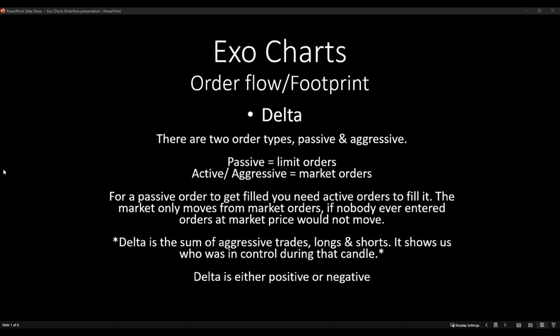So this brings us to Delta, which is the sum of aggressive trades, longs and shorts, essentially just showing us who is in control during that specific candle. It works the same way on any time frame you're looking at, whether it's a 1 minute, 5, 15, 30 minute, 1 hour, etc. Delta is always going to show us who's in control of that candle, whether it's buyers or sellers. It's going to show you positive and negative. Positive would be buyers and negative would be sellers.